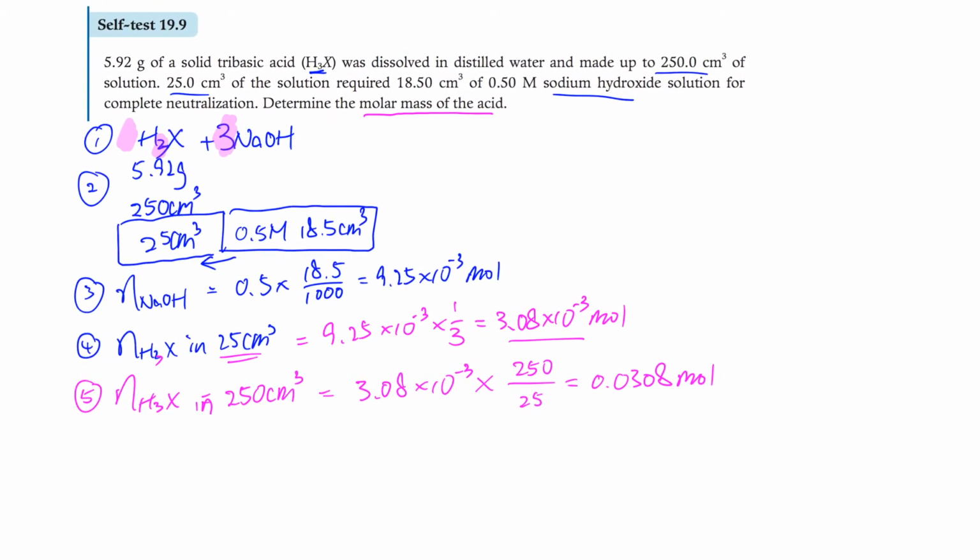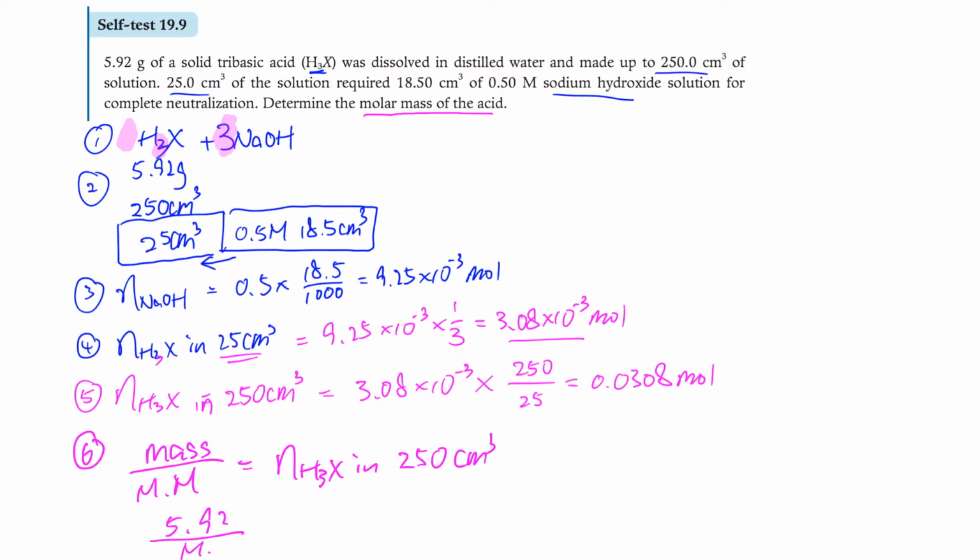So the molar mass: mass over molar mass equals the number of mole of H3X in 250 cm cube. So you have 5.92 over molar mass equals 0.0308. So molar mass of H3X will then equal 192 gram per mole. Remember, it is a molar mass, so it will be the unit gram per mole.